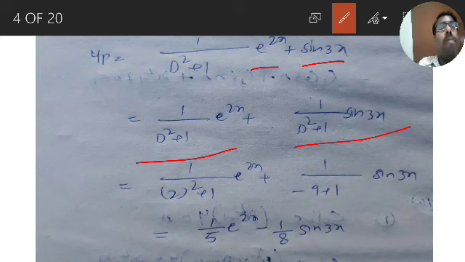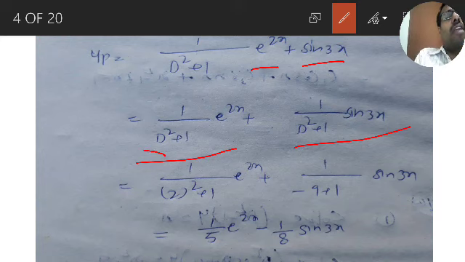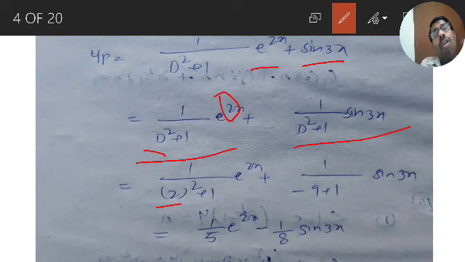So for the e power of x method, at the place of d you have to substitute a. So at the place of d, let me substitute a, that is e power of x, so a is 2. So what do you get? 1 by 2 square plus 1 of e power of 2x.